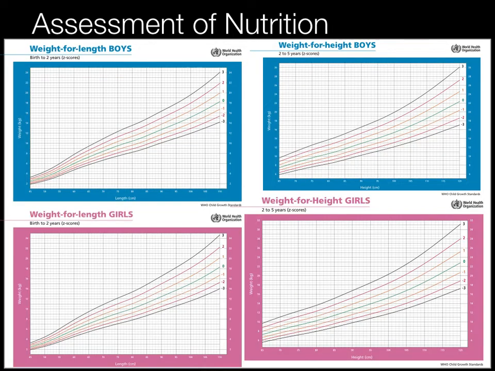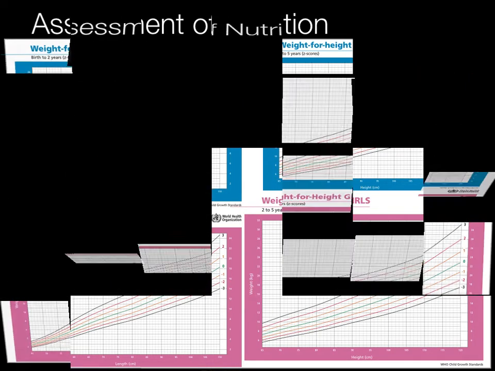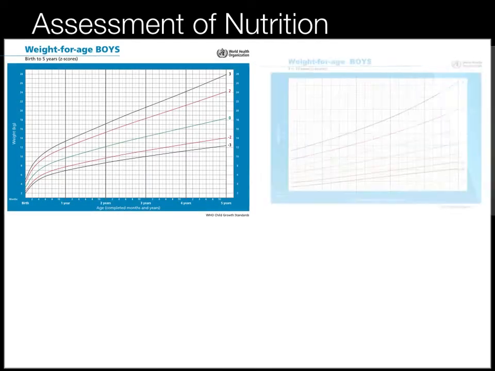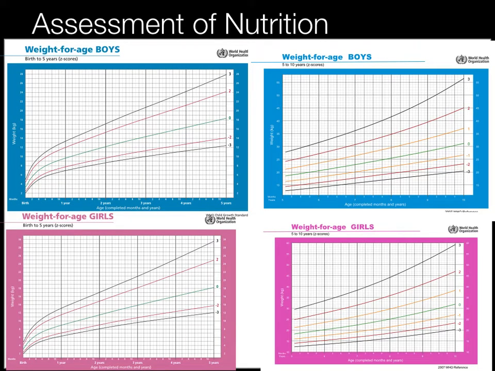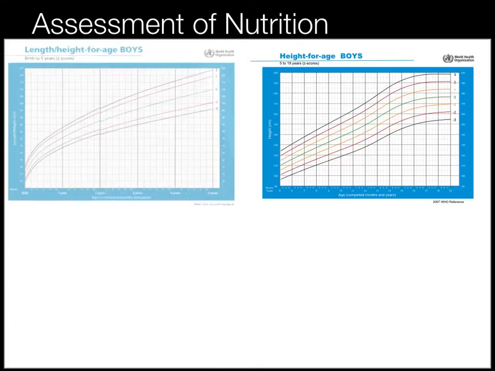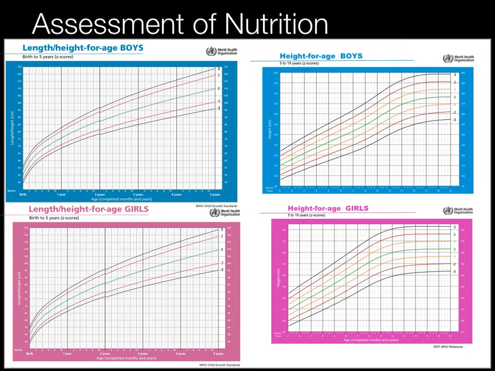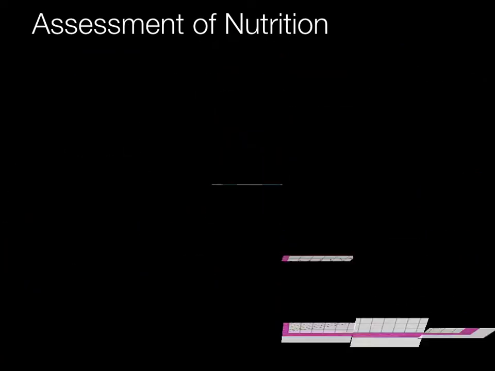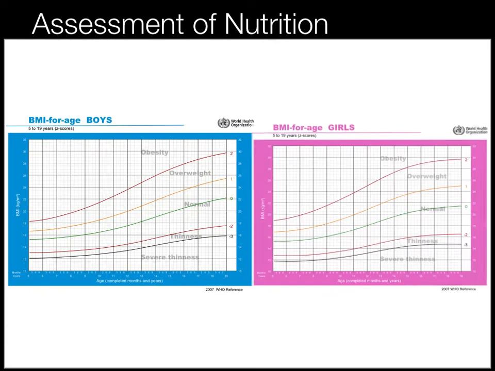In the assessment of nutrition, you must use the WHO growth charts, specifically weight for length or height for both boys and girls, weight for age for both boys and girls, height for age for both genders, and the body mass index for older children. These forms can be seen at the WHO site.